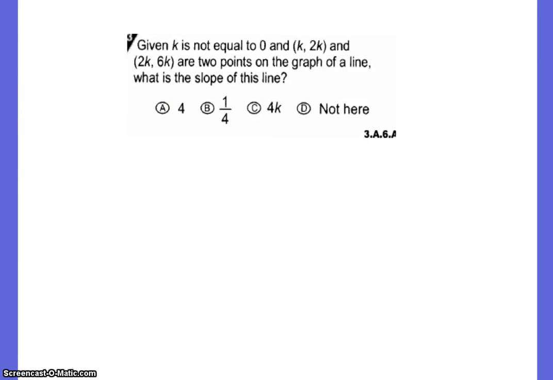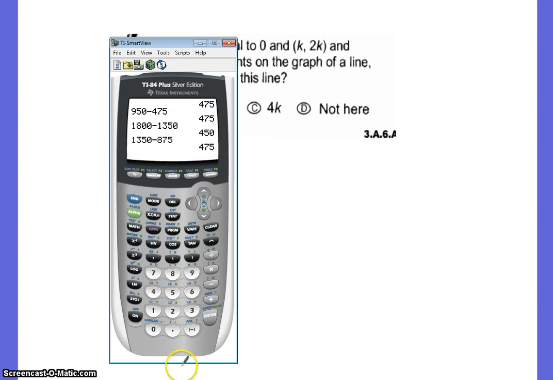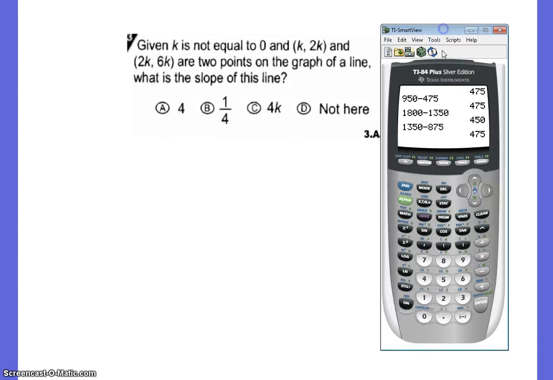Given k is not equal to 0 and (k, 2k) and (2k, 6k) are 2 points on the graph of a line, what is the slope? Where do you go when you have points? Think about it. You go to stat. I know that they've given you a letter, just use X. So stat, edit, go up and clear everything out.